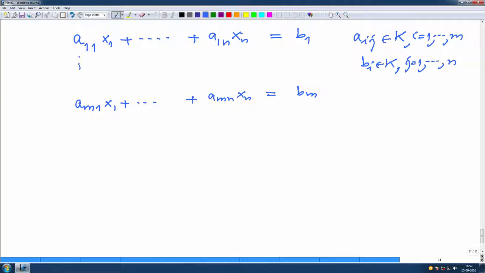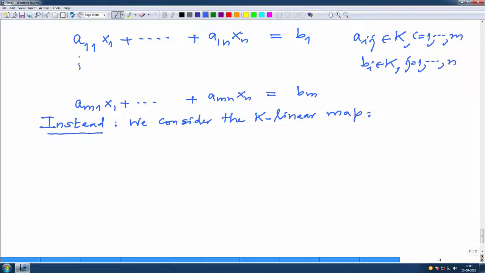But instead of thinking like this, I want to make the notation also very compact and easier. Instead we consider the K linear map F, let us call it F, from the vector space K power n to the vector space K power m.